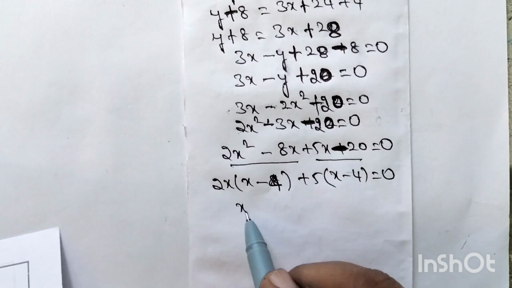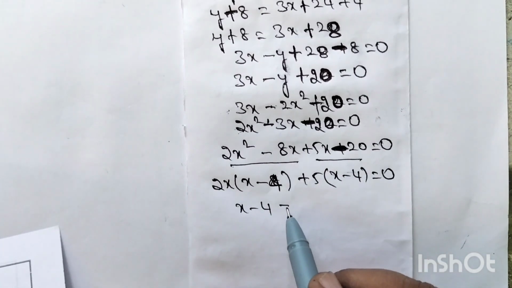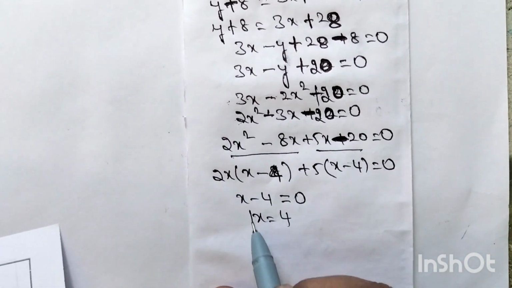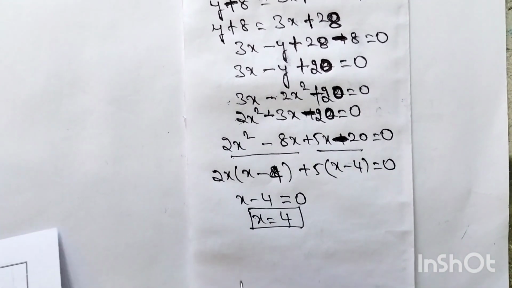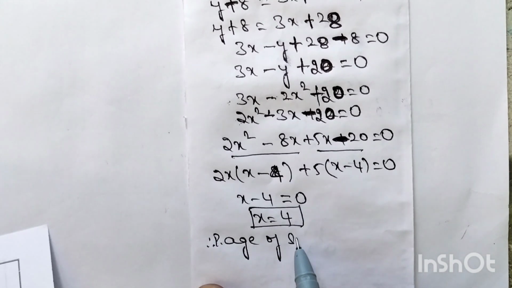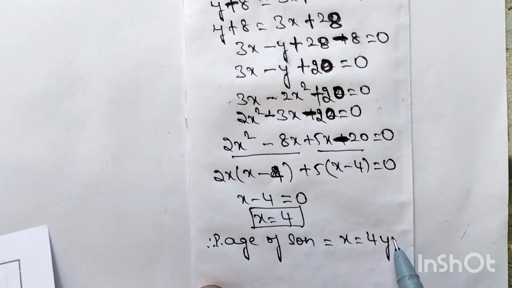ಸೊ ಎರಡರಲ್ಲೂ ಕಾಮನ್ x minus 4. ಇದು ಪ್ಲಸ್ ಇರೋದ್ರಿಂದ ಆನ್ಸರು ಮೈನಸ್ ಬರುತ್ತೆ. ಸೊ ಅದನ್ನು ಬಿಟ್ಬಿಡ್ತೀನಿ ನಾನು. ಸೊ x minus 4 is equal to 0, x is equal to 4. ಸೊ x ಅಂದರೆ ಯಾರು? It is the present age of son. So what is the present age of son? That is equal to x, which is equal to 4 years.